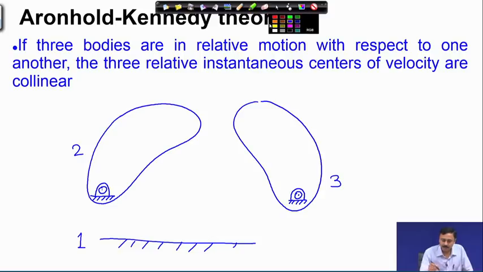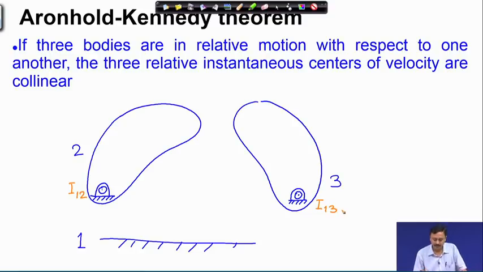So, as per our nomenclature, we can say that this is I12, this is I13. So, the relative instantaneous center of rotation of body 2 with respect to the ground is I12, and the relative instantaneous center of rotation of body 3 with respect to the ground is I13. Let me consider this line joining I12 and I13. Now, I ask the question, what is the relative instantaneous center of rotation of body 2 and 3?